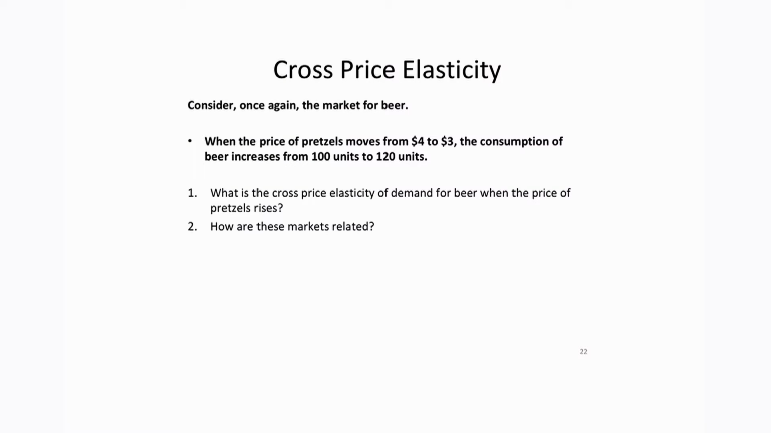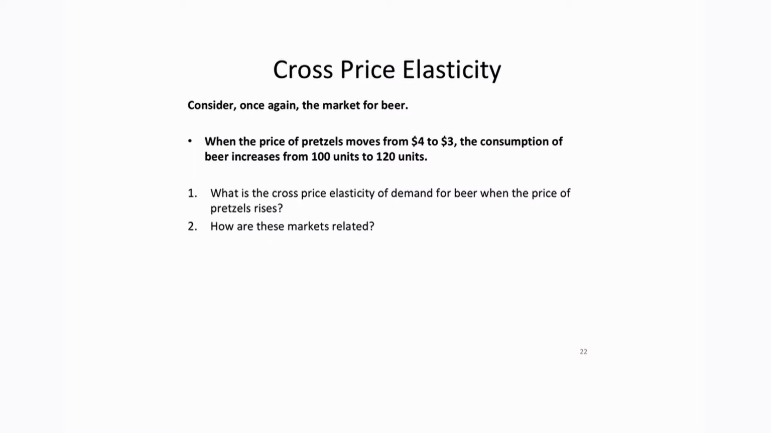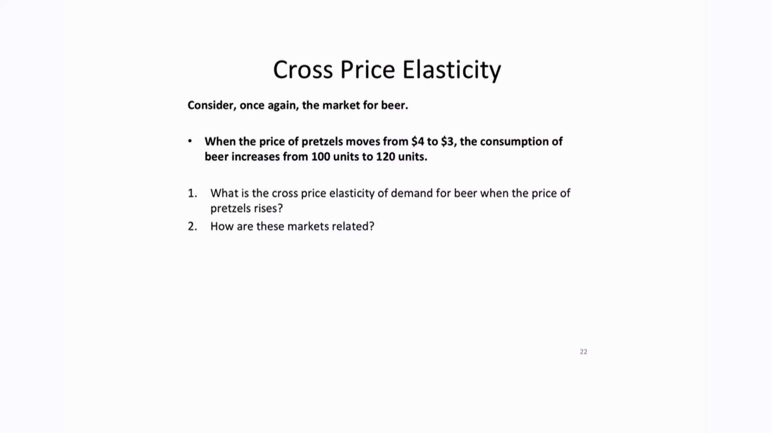Okay, so once again, here we're talking about the market for beer and the market for beer in general. We know that beer and pretzels are consumed simultaneously. These are complements. Many people like to eat pretzels when they drink beer. So we want to know if the price of pretzels changes, how does demand for beer change? So here we see that the price of pretzels falls from $4 to $3, and the consumption of beer rises from 100 units to 120 units.